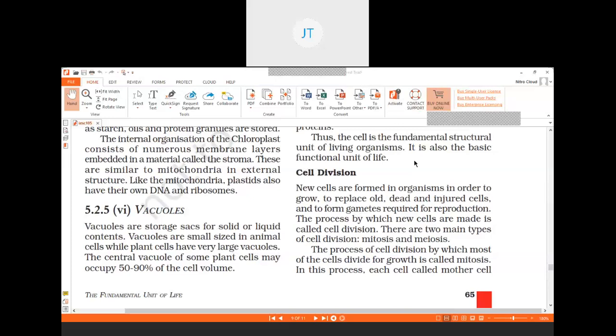Then we also talked about what the general role of the endoplasmic reticulum is. Okay. And we also discussed the difference between animal cell and plant cell.